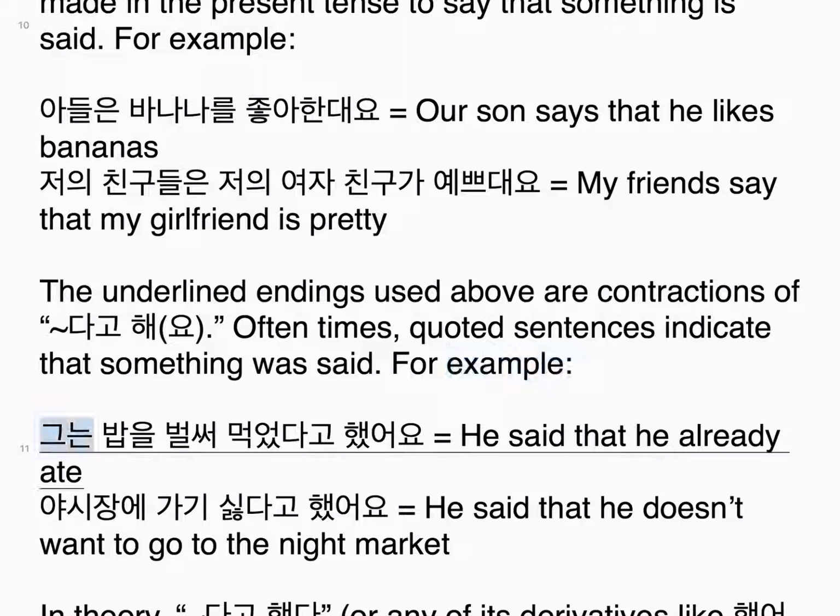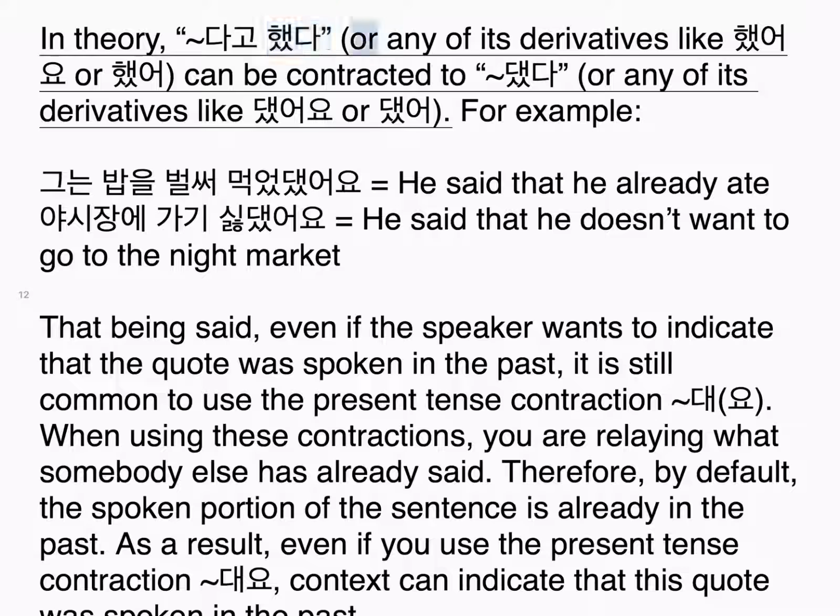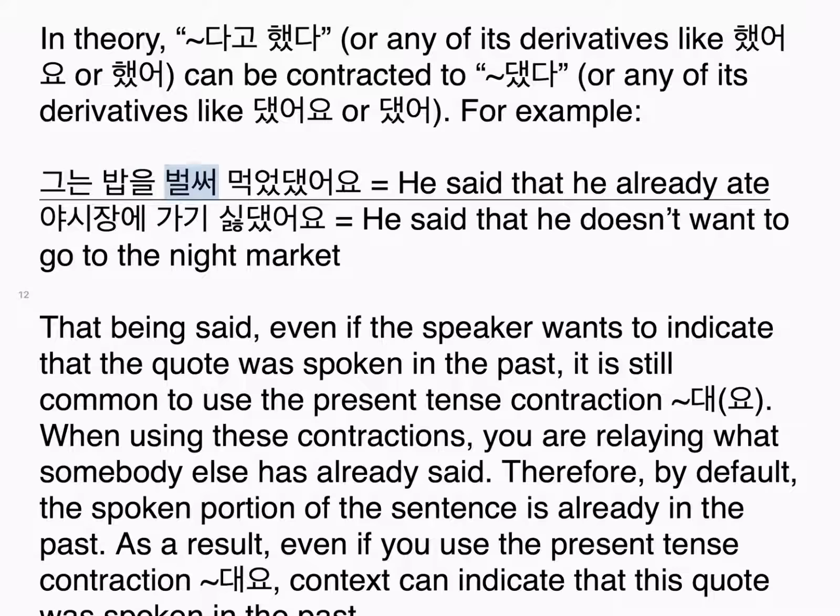For example, 그는 밥을 벌써 먹었다고 했어요. He said that he already ate. 야시장에 가기 싫다고 했어요. He said that he doesn't want to go to the night market. In theory, 다고 했다 or any of its derivatives like 했어요 or 했어 can be contracted to 댔다 or any of its derivatives like 댔어요 or 댔어. For example, 그는 밥을 벌써 먹었댔어요. He said that he already ate. 야시장에 가기 싫댔어요. He said that he doesn't want to go to the night market.